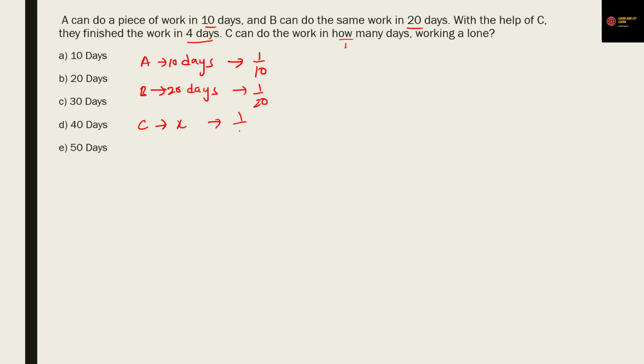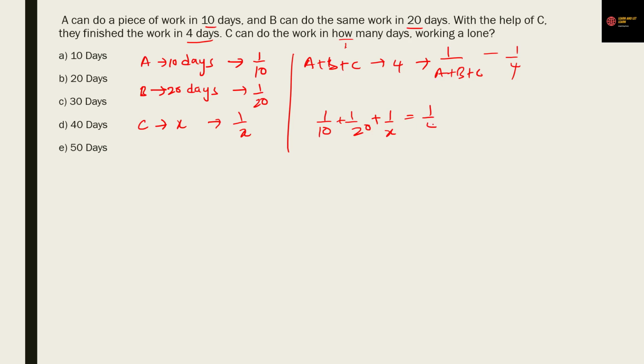So he can do 1 by X part in 1 day, and we are given that A plus B plus C can do the work in 4 days. Which means in 1 day they can do 1 by 4th part of the work. So all we have to do is equate this: 1 by 10 plus 1 by 20 plus 1 by X is 1 by 4, because this is how much part of the work is done by all together in 1 day.